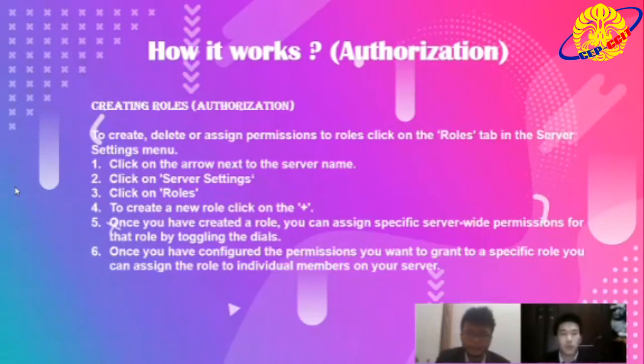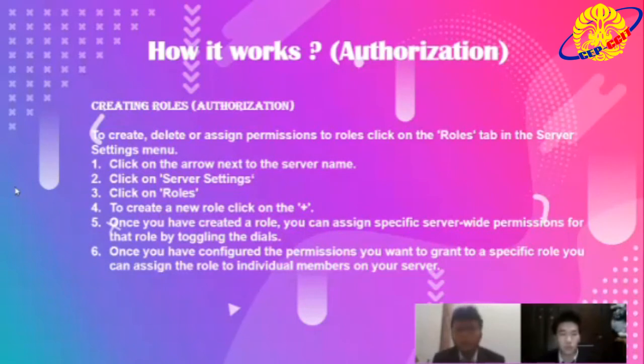And how does it work for authorization? It's creating roles. To create, delete, or assign permissions to roles, click on the Roles tab in the server settings menu. One, click on the arrow next to the server name. Two, click on Server Settings. Three, click on Roles. Four, to create a new role, click on the plus sign. Five, once you have created a role, you can assign specific server-wide permissions for that role by toggling the dials. Six, once you have configured the permissions you want to grant to a specific role, you can assign the role to individual members on your server.